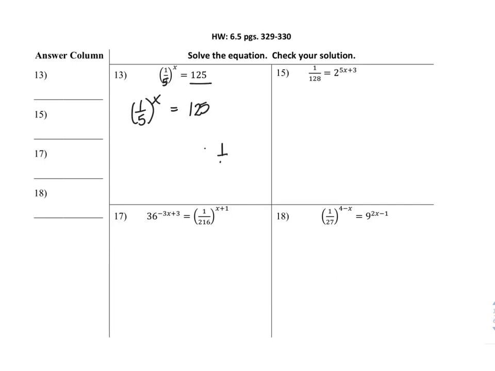Because if it were 1/2, that means you would have to have an exponent or a base of 2 to the negative 1 times x is equal to 125. And there's no way that you can get 125 with a base of 2. So definitely a typo.